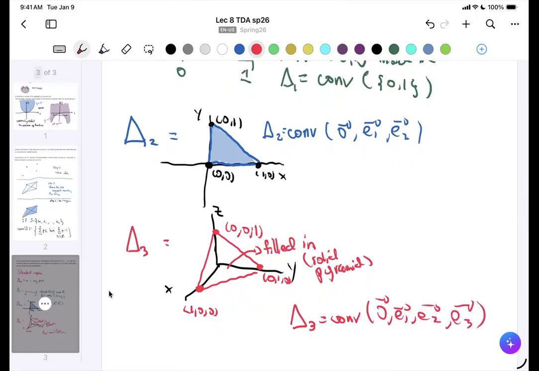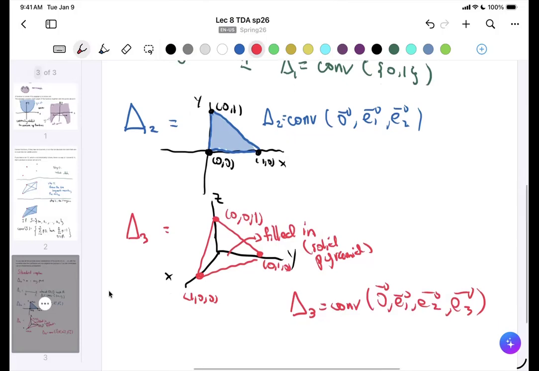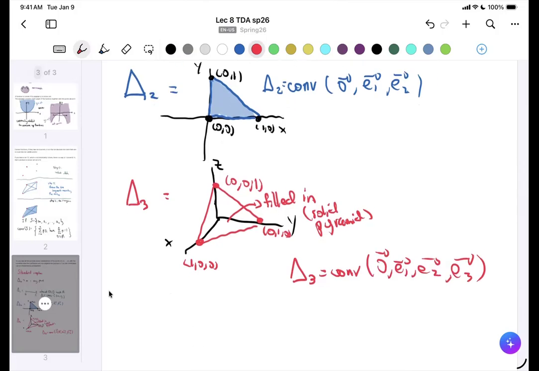And as you can imagine, delta n is just the convex hull of the zero vector together with E1, E2, E3 up to En, inside Rn.